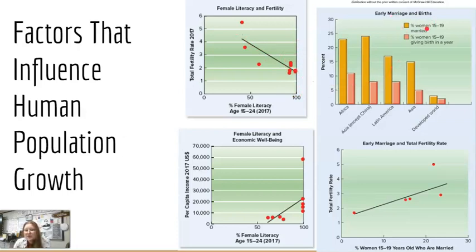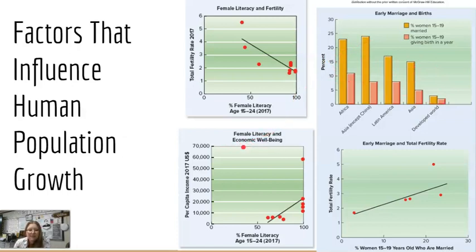Early marriage and births. So the gold is women 15 to 19 that are married, and the pink is women 15 to 19 giving birth in a year. So the more that are married in that country or continent, the more percent of them that are having babies. Like we can see that those are pretty influenced by each other.